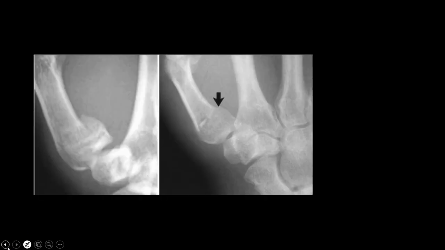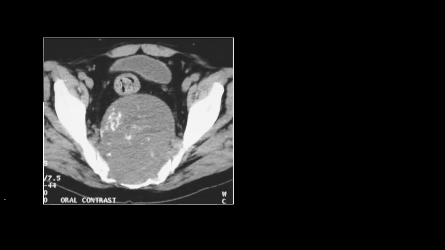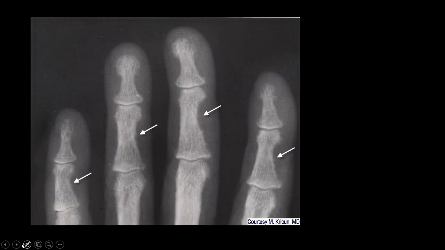Try to identify this. This is an X-ray of the hand. X-ray of the hand. This is an NCCT image of the pelvis. What is it showing? Last image for you.